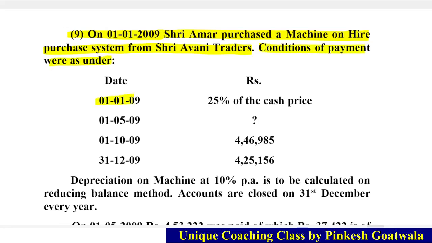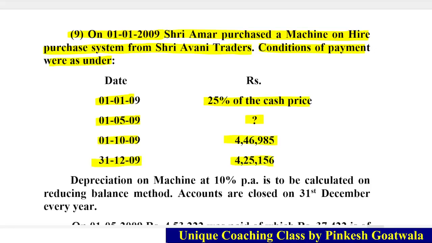On 1/1/2009, the date of agreement and date of purchase, 25% of cash price means it is a down payment. Down payment is 25% of the cash price. Then the installment on 1/5/2009 is not given, 1/10/2009 installment is given, and 31st December installment is given.